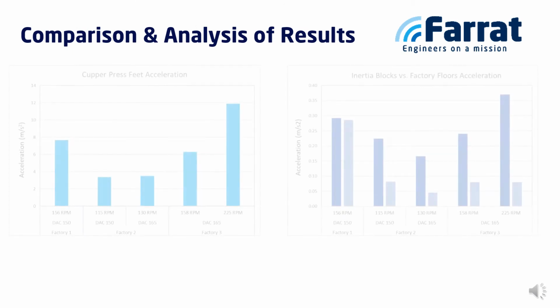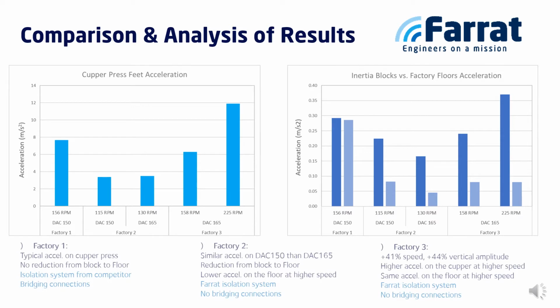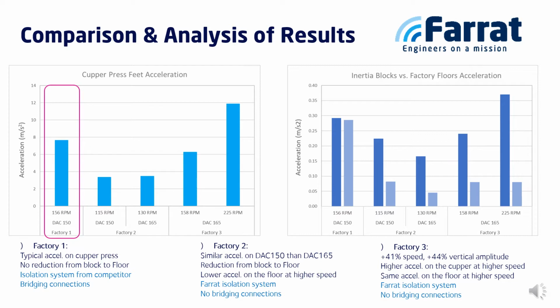From each of the various measurements performed across the 3 factories, you can see the following interesting results. The first chart presents the vertical acceleration measured on the feet of 4 different presses from 3 different factories. Factory 1 uses a DAC 150, which is a model of a press weighing around 40 tons. This machine was running at a speed of 156 RPM during the measurements.